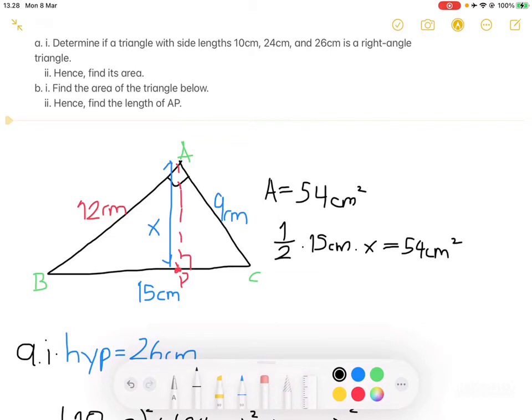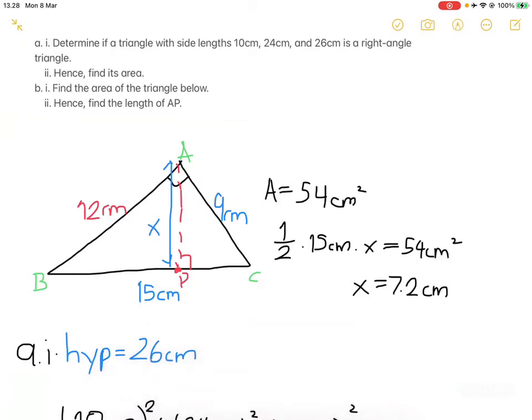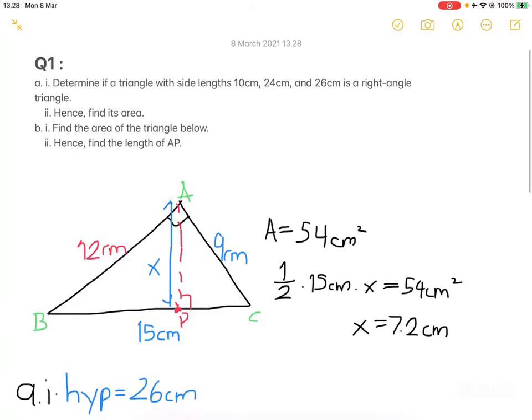And then you can just evaluate this real quick and solve for x, which is the unknown, and you'll get that x will be 7.2 centimeters. So that's the length of AP, and therefore we're done for question 1. Let's jump into the second question.